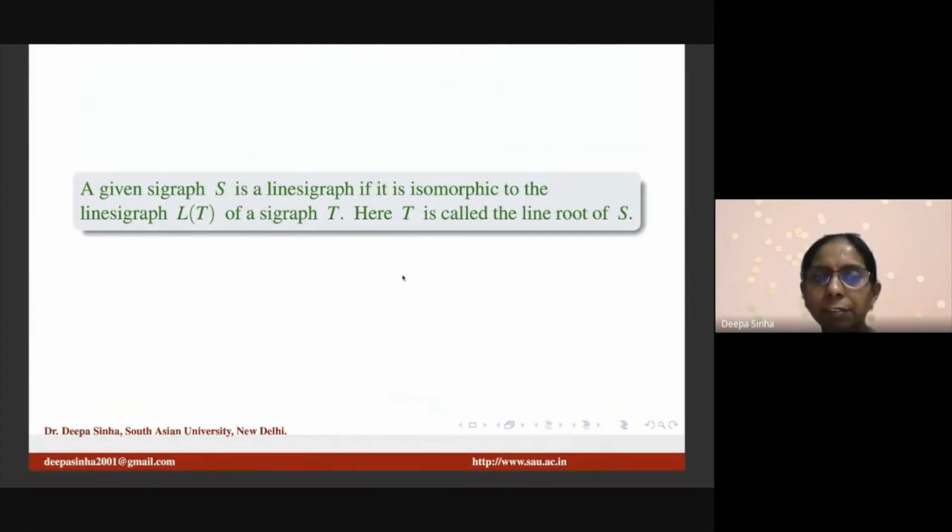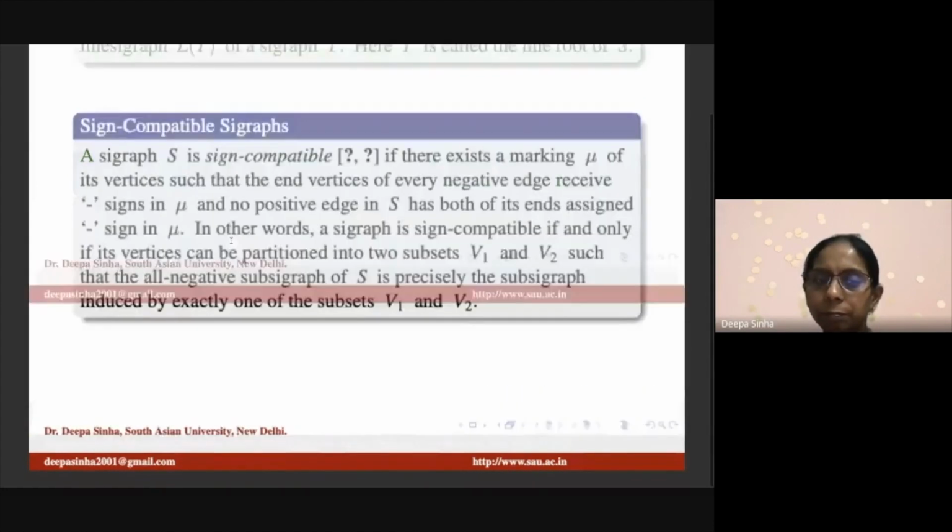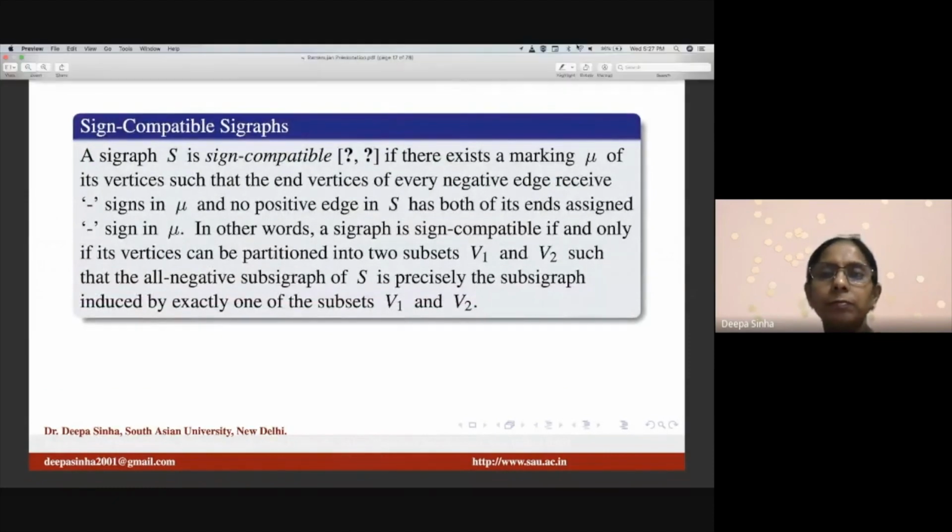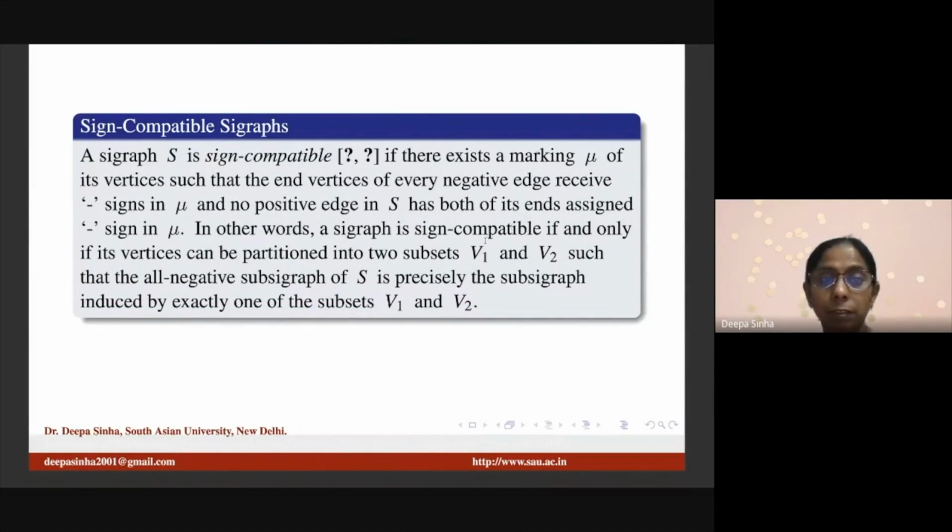The given sign graph S is a line sign graph if it is isomorphic to the line sign graph of some sign graph T, and T will be called a line root of S. A sign graph S is sign compatible if there exists a marking mu of its vertices such that the end vertices of every negative edge receive a minus sign in mu. Mu is a function on the vertices, and no positive edge in S has both its ends marked negative with the function mu.